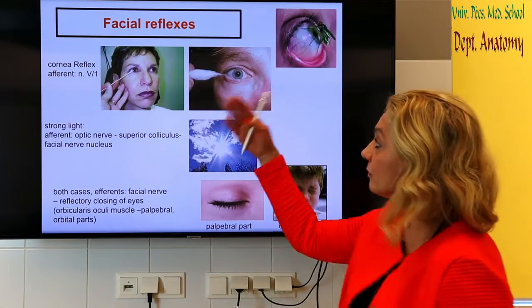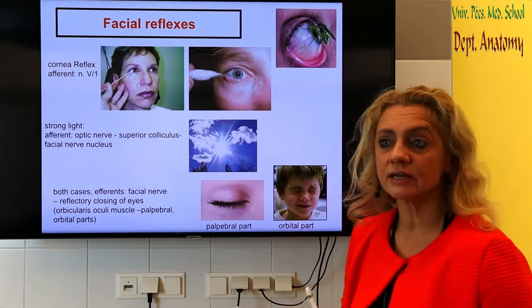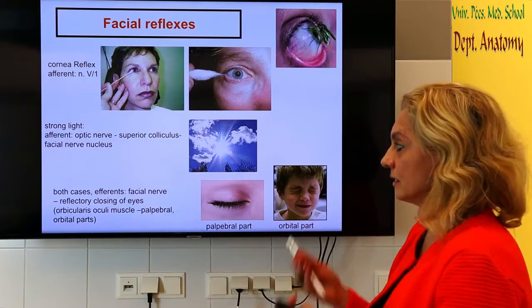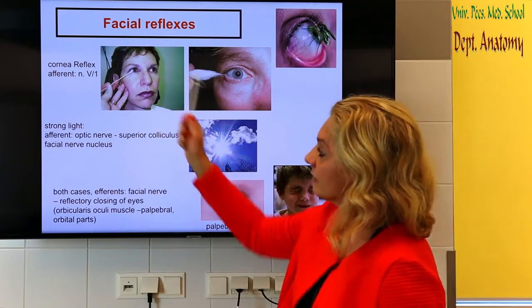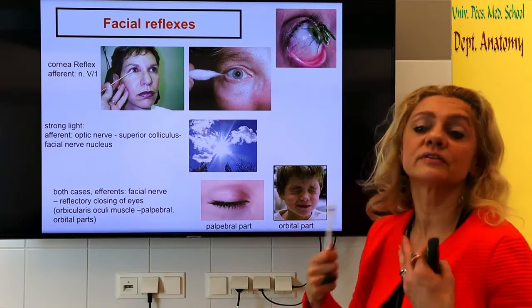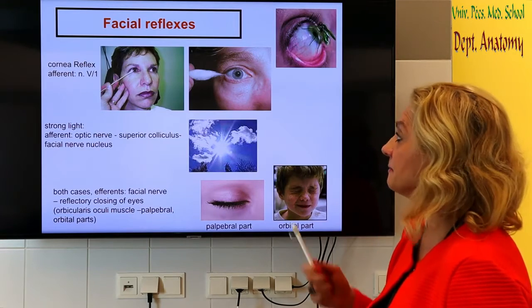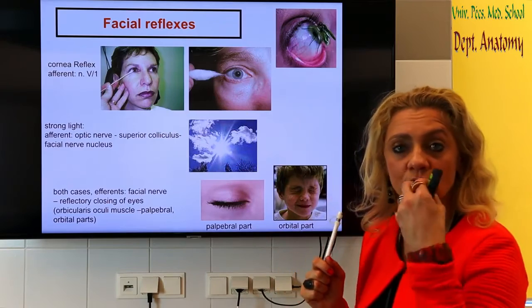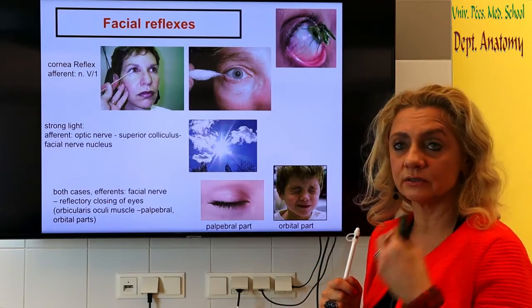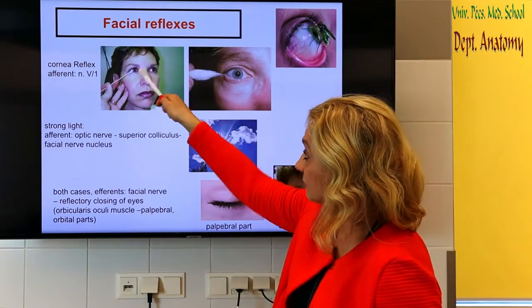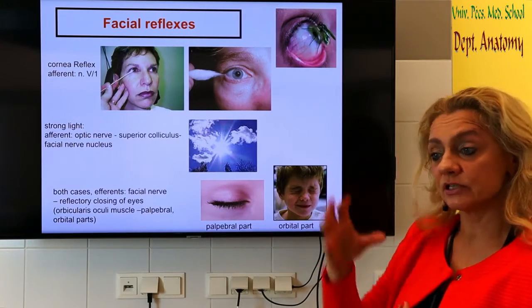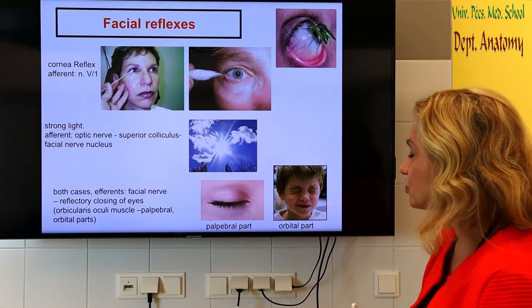And the last group of reflexes are the facial reflexes, when the facial nerve is involved, closing the eye is involved. Corneal reflex is something that neurologists again examine. Here the afferent is obviously the sensory nerve, so the ophthalmic branch of the trigeminal nerve. You touch the cornea, which is very sensitive, and the response is eye closure.